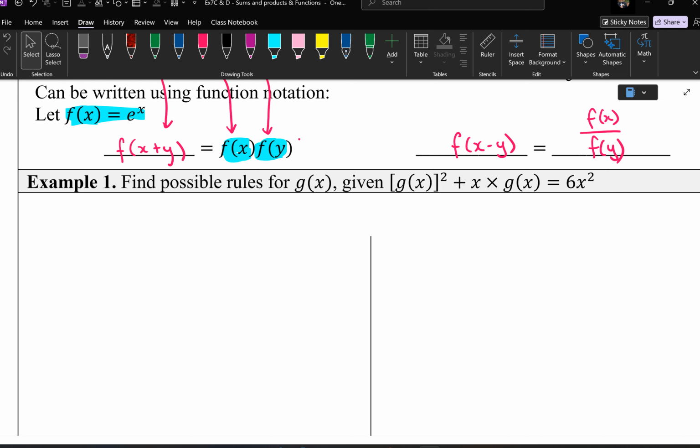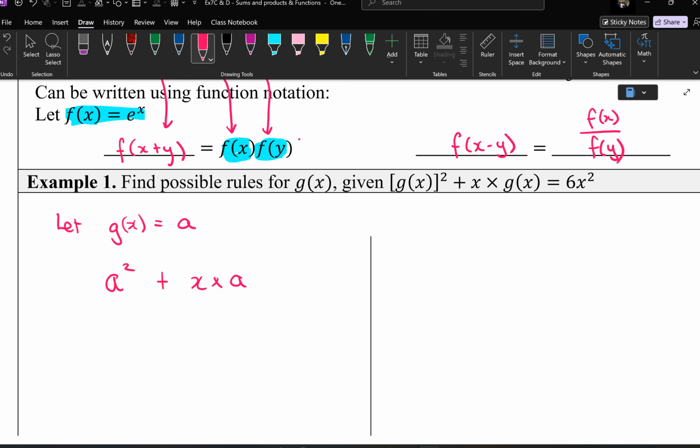So there must be more than one, because hence possible. Given that g of x squared plus x times g of x is equal to 6x squared. Looks crazy, but if it helps, you could replace it with a letter. You could say, let g of x equal to a. Might make it easier. So then it would change this to a squared plus x times a is equal to 6x squared. Solve for a.